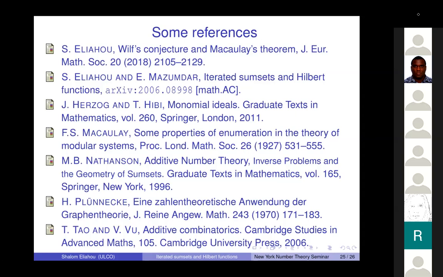Does anyone know any non-commutative version of Hilbert functions and Hilbert polynomials?